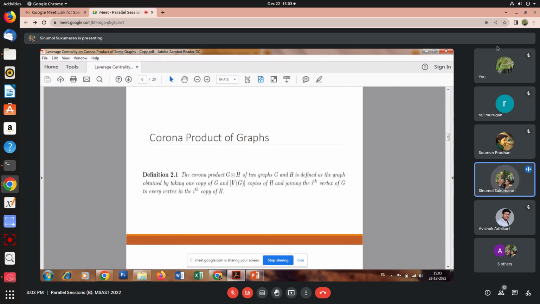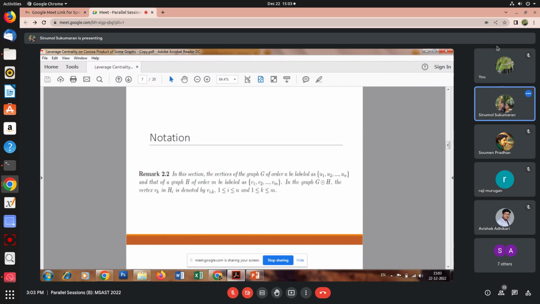Now the corona product of graphs. The corona product G ∘ H of two graphs G and H is defined as the graph obtained by taking one copy of G and |V(G)| copies of H and joining the ith vertex of G to every vertex in the ith copy of H. This is the notation we used. The vertices of the graph G of order n are labeled as u1, u2, ..., un, and that of the graph H of order m are labeled as v1, v2, ..., vm. In the graph G ∘ H, the vertex vk in Hi is denoted by vik, where i varies from 1 to n and k varies from 1 to m.